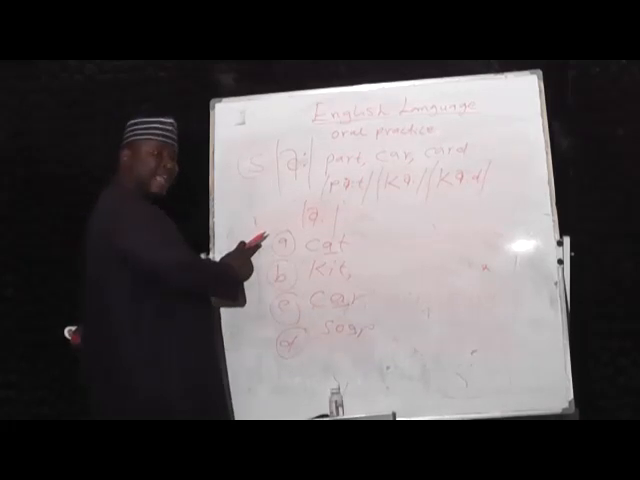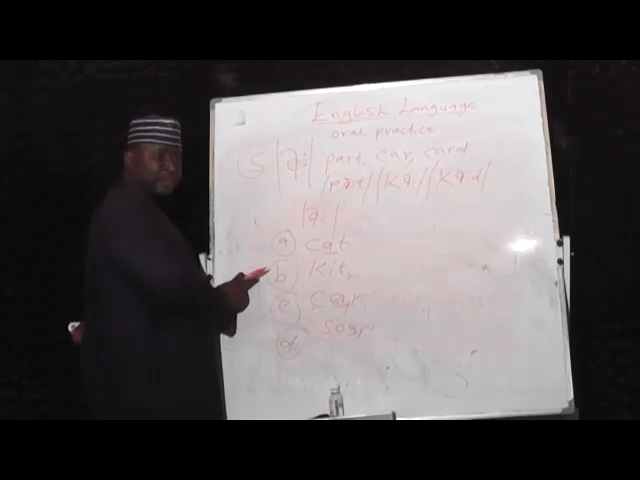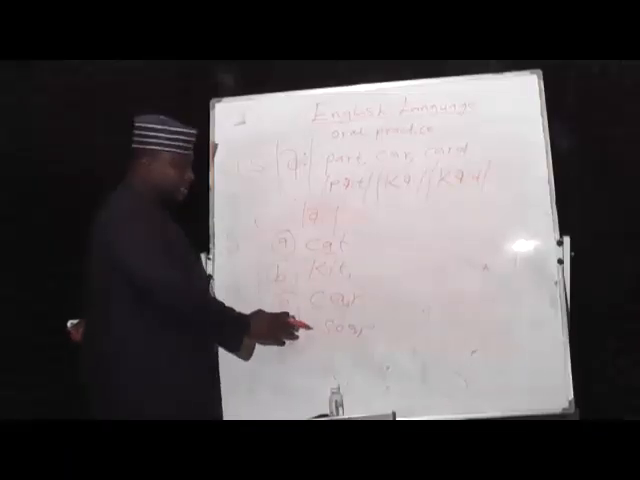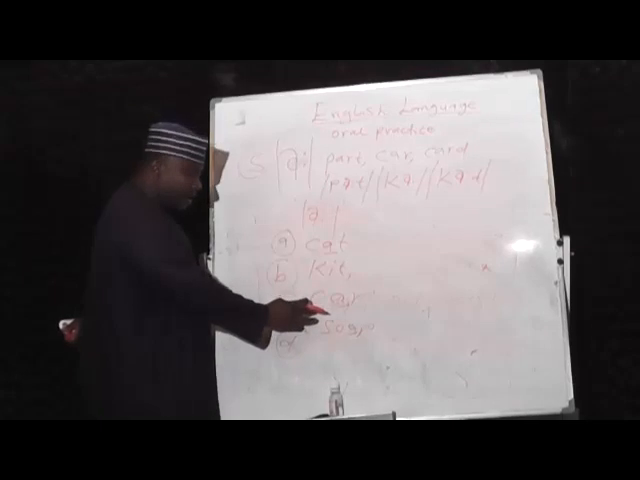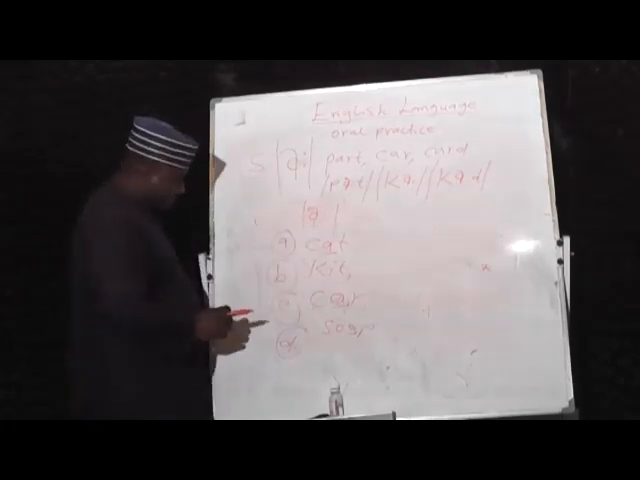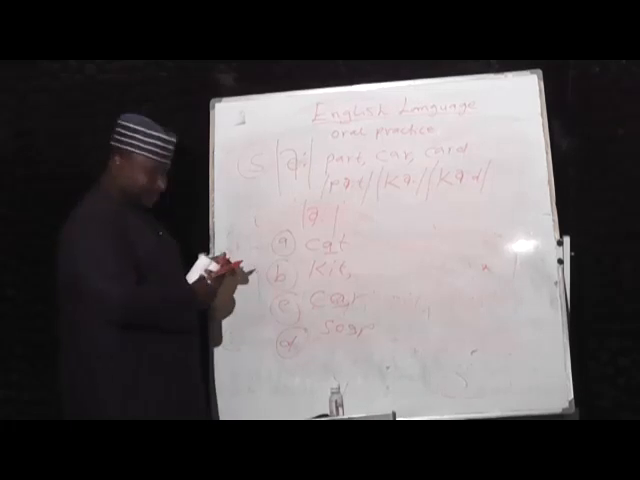Is it A? No. Is it B? No. Is it C? Yes. Are you sure? Yes. Why? Because out of these 4 options, only car has the long vowel R. Is that clear? Yes. Good.